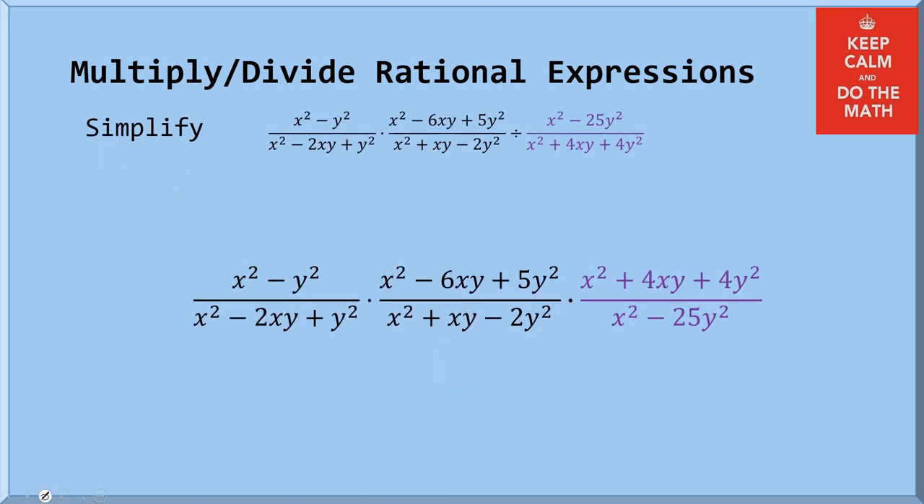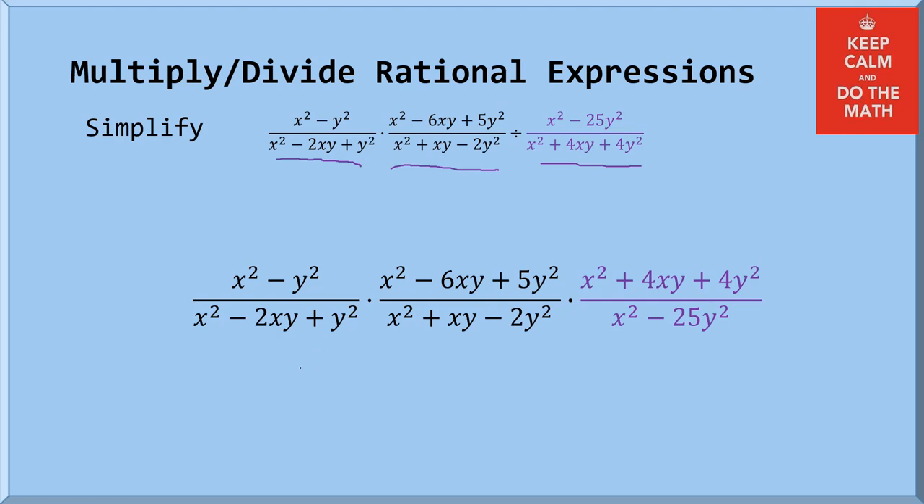Now let's take a look at another problem that includes division. So here we have three fractions being multiplied or divided together. We can see that up here we have x squared minus y squared over x squared minus 2xy plus y squared, times x squared minus 6xy plus 5y squared over x squared plus xy minus 2y squared. But the third one is dividing. We're dividing by x squared minus 25y squared over x squared plus 4xy plus 4y squared.